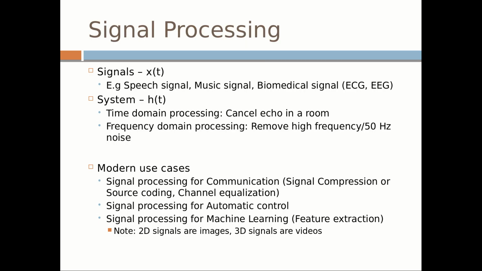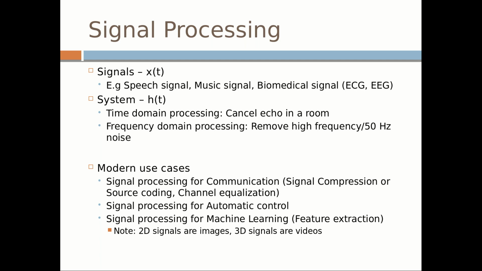Let's start with the basic entities, signals and systems. Signal. A signal is a function or a medium which carries information. There are different types of signals like speech signal, music signal, ECG, image, video, etc.